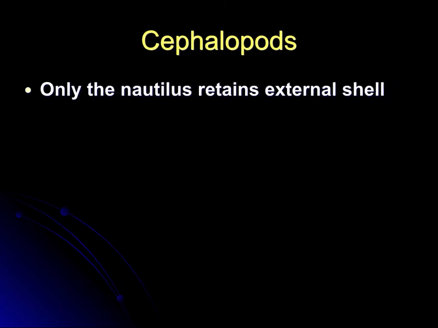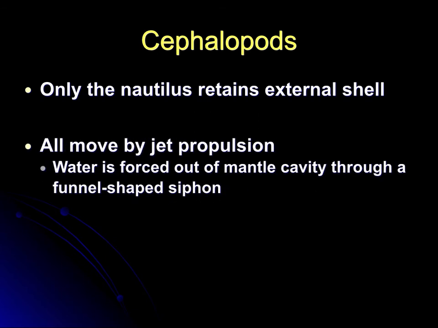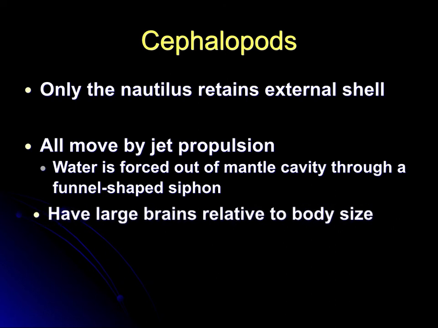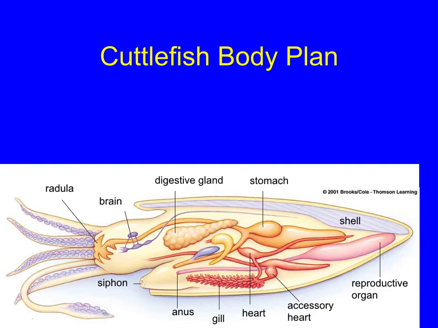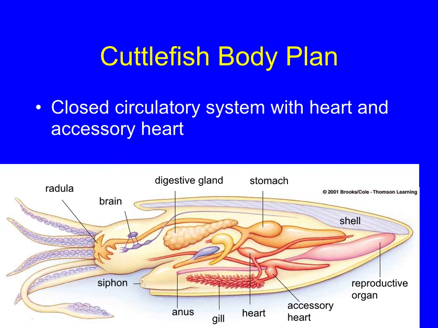So then we look at the cephalopods. Only the Nautilus retains the external shell. All move by jet propulsion. So the cephalopods, you're going to have your squid, octopus, marine predators, the Nautilus as well. They are specialized for expelling water from the mantle cavity, so that's how the jet propulsion works. And they have large brains relative to body size. Right here we have a picture of a cuttlefish. It has a closed circulatory system with a heart and accessory hearts as well.